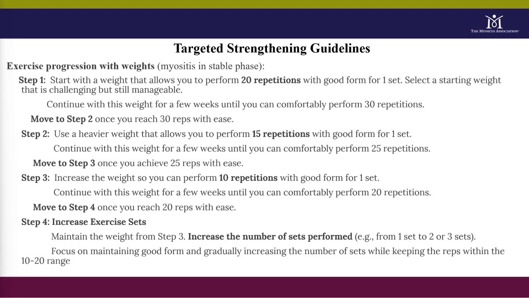So this is the protocol that I use with my patients in the clinic. How do I know when they're ready to use weights? Step one is to find a weight that allows you to perform 20 repetitions with good form for one set. The weight should be heavy enough that you can perform only about 20 repetitions. It can be 21 or 22.